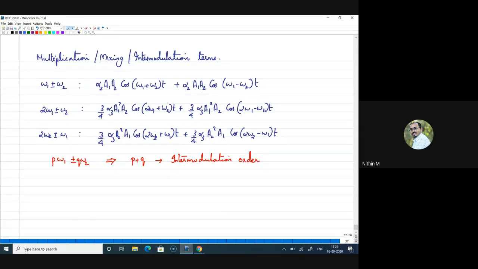So if the frequency is p omega 1 plus or minus q omega 2, p plus q is the intermodulation order. In that case, here p and q both are 1, right? P is 1 and q is 1. So this is of second order, and we call this IM2, intermodulation of second order. Similarly, in these two cases, p equals 2 and q is equal to 1. This is of third order. We call this IM3 products. This is also IM3 products, right?